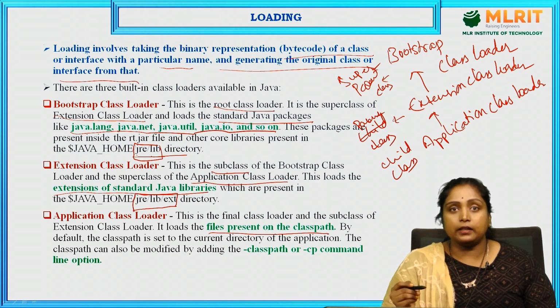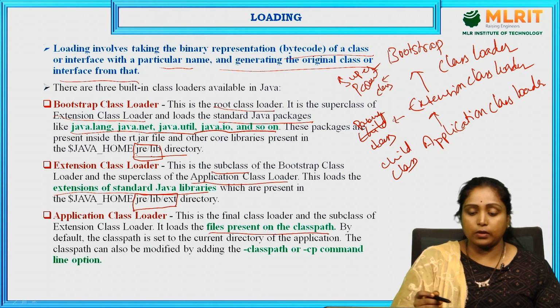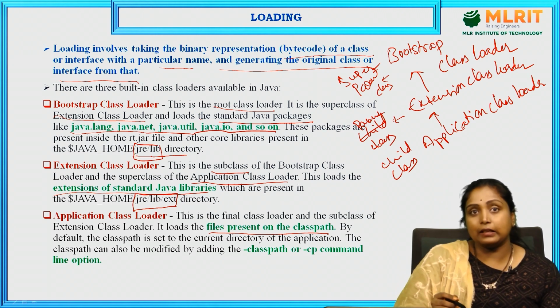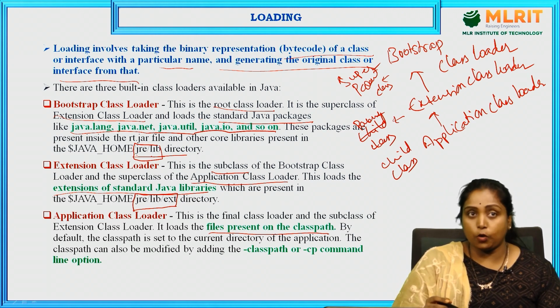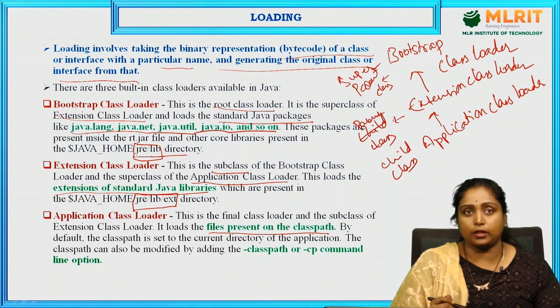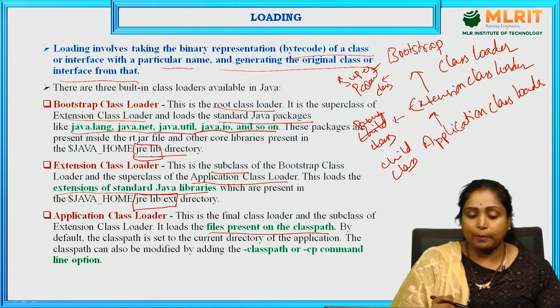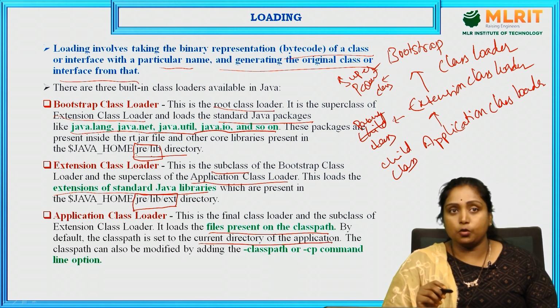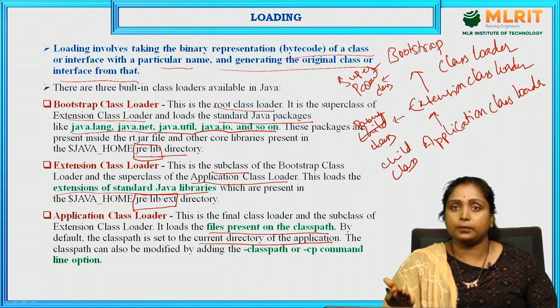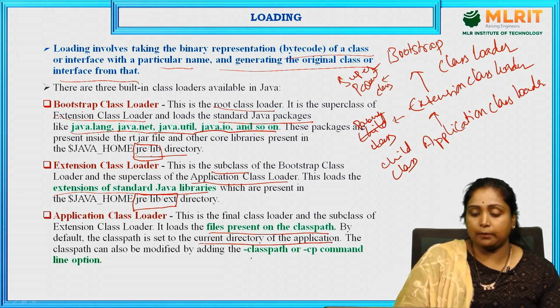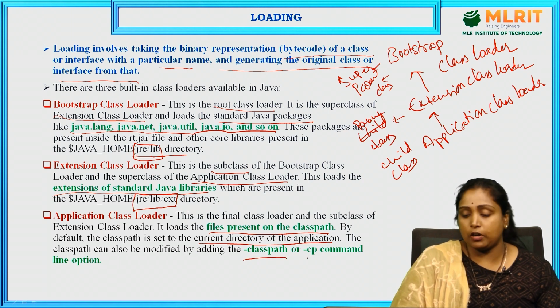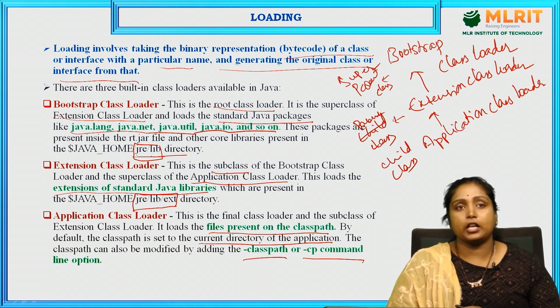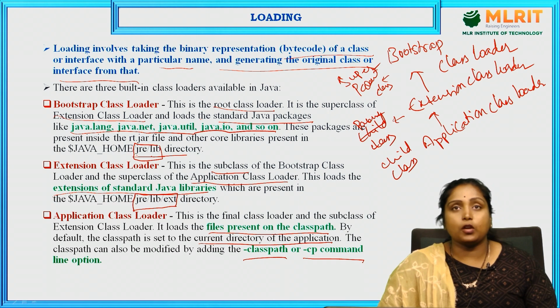So here you have to set the class path in order to use the application class loader. To set the class path, you have to set the current directory of the application. You can use the environment variables in the system, or you can use the option -classpath or -cp in the command line arguments. So this is all about loading.